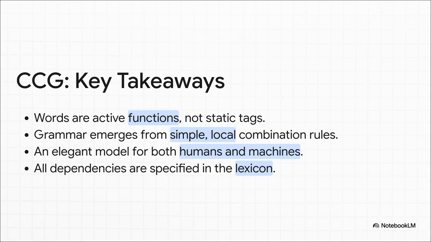So let's just wrap this up. What have we learned? 1, words are active functions, not passive tags. 2, all the complexity of grammar can emerge from just a few simple local combination rules. 3, this gives us a fantastic model for how language works in both our brains and in our machines. And, maybe most importantly, all the really hard work of grammar is packed into the lexicon, the dictionary of words, not into a bunch of abstract rules.